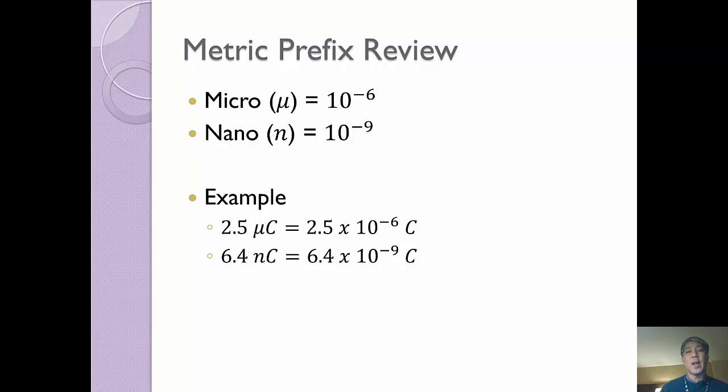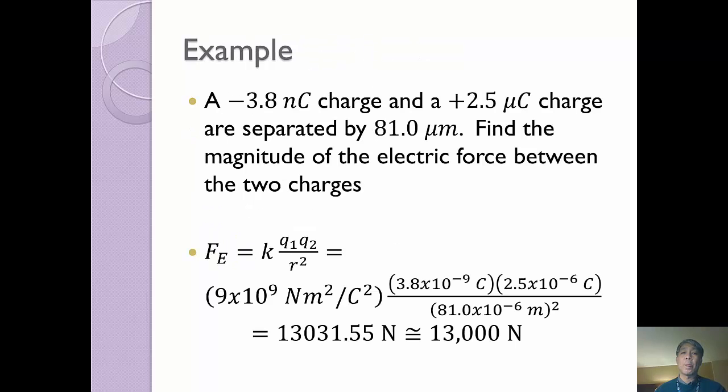Similarly, we'll see a letter N. It's not a Greek letter, it just really is N. That's nano, and that's going to represent 10 to the minus 9. So 6.4 nanocoulombs becomes 6.4 times 10 to the minus 9 coulombs. So for example, I have a minus 3.8 nanocoulomb charge and a plus 2.5 microcoulomb charge, and we separate them by 81 micrometers. Find the magnitude of the electric force.